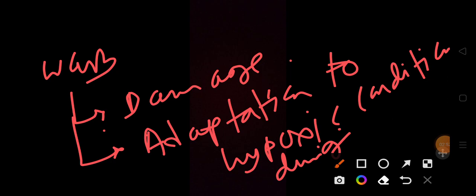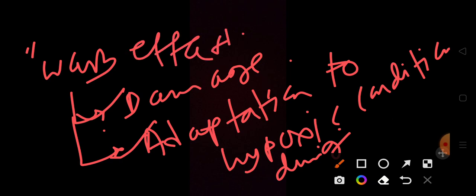But later, these two hypotheses were proved wrong, and till now it is not clear why the Warburg effect is happening, why cancer cells require a high or increased amount of glycolysis, and surprisingly, followed by lactic acid fermentation despite having the ability to perform oxidative phosphorylation. So that is our Warburg effect.